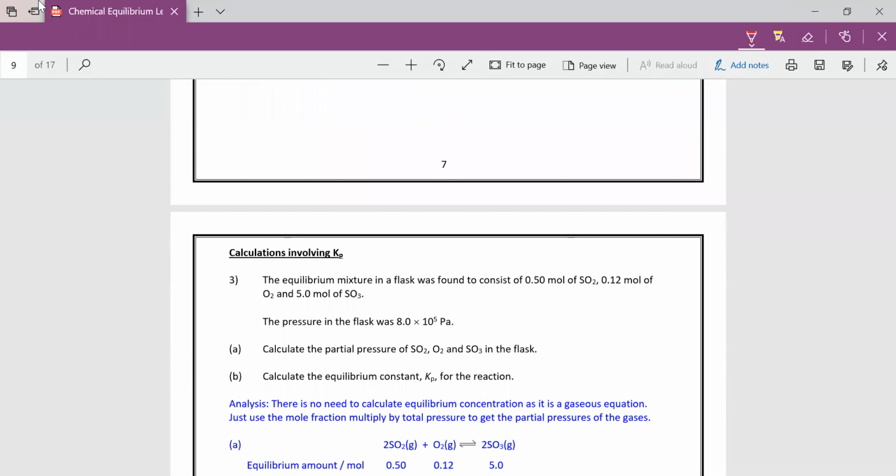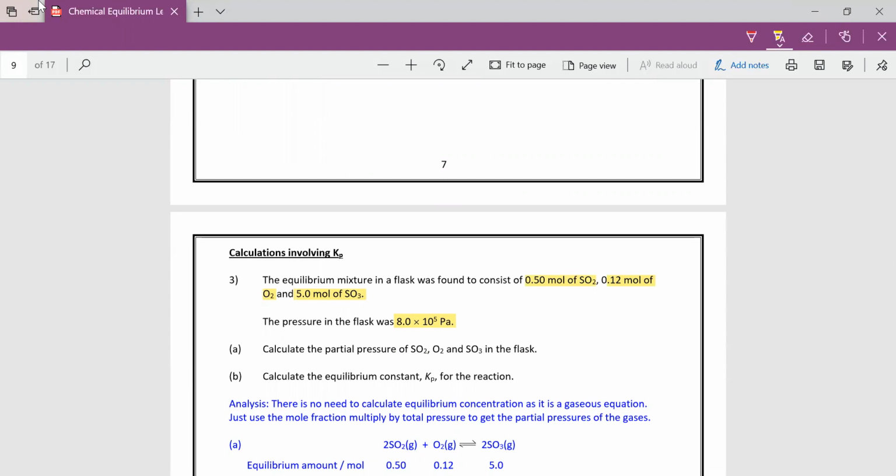The third example is the calculation involving Kp. Instead of concentration, now we're going to look at an example on Kp, with a gaseous mixture. We are told that the equilibrium has 0.5 moles of sulfur dioxide, 0.2 moles of oxygen, and 5 moles of sulfur trioxide. We are also told that the pressure in the flask is 8 times 10 to the power 5 Pascal.